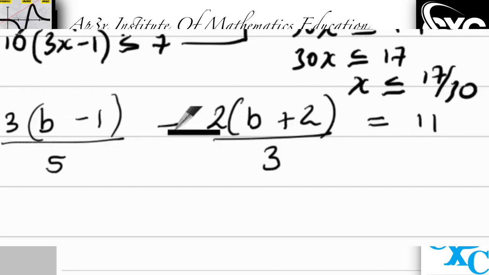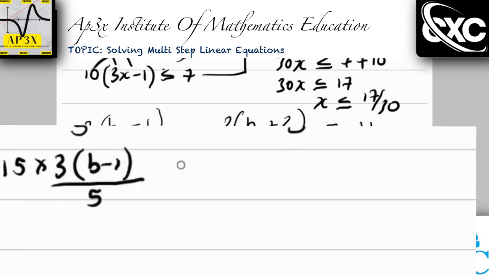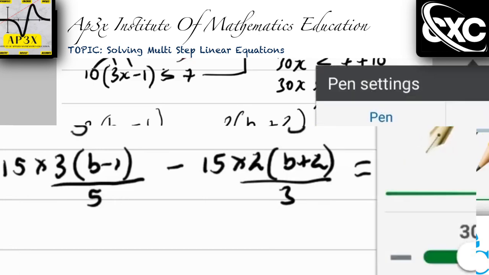We're going to be finding the LCM, which is 15. So that's going to be 15 multiplied by the 3 that is on the outside of the bracket here by b minus 1 all over 5, and here 15 multiplied by the 2 outside the bracket, open bracket, b plus 2 all over 3, and do not forget to multiply the 11 by 15. All right, now here we can go ahead and cancel.